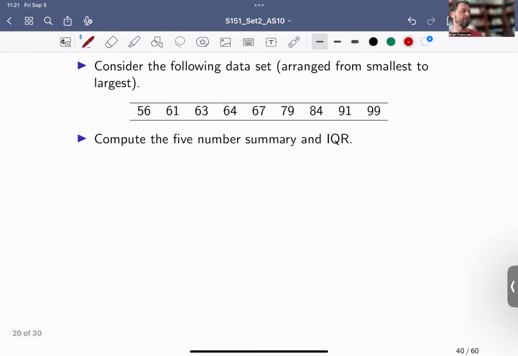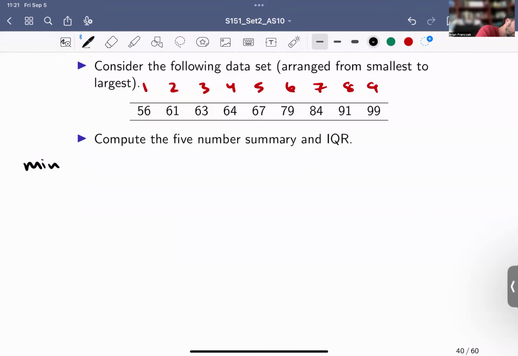Okay, so let's compute the 5-number summary for this data set below. Now, you'll notice that this data set is already ordered for us. And we have, in this particular data set, 9 values. All right, now we want to find the 5-number summary first. So we want the min, we want Q1, we want Q2, we want Q3, and we want the max.